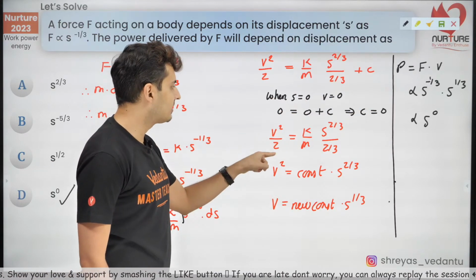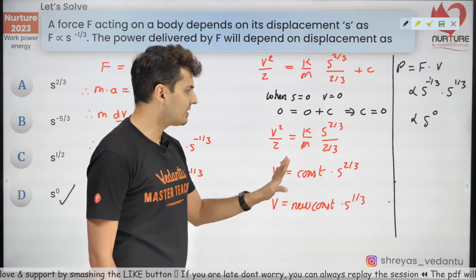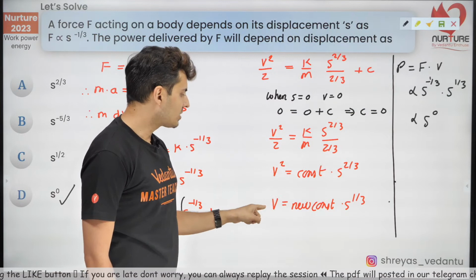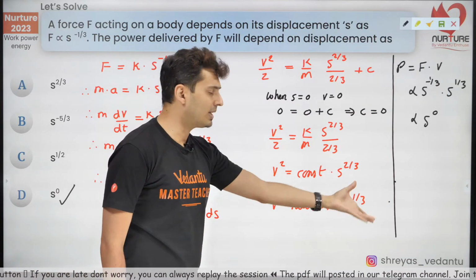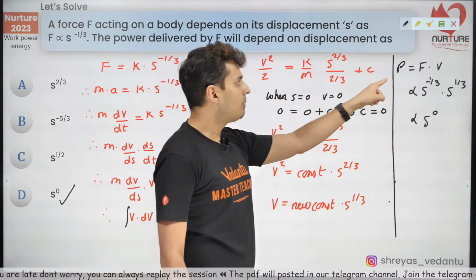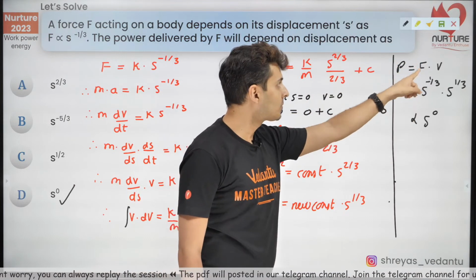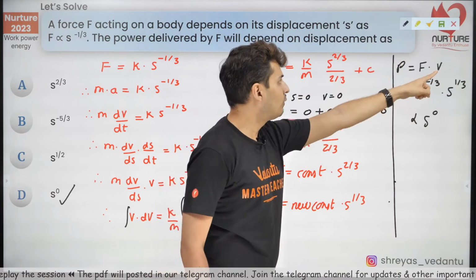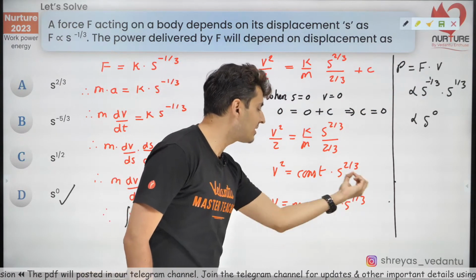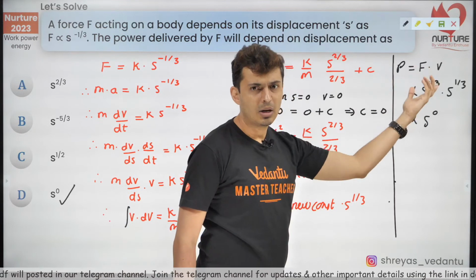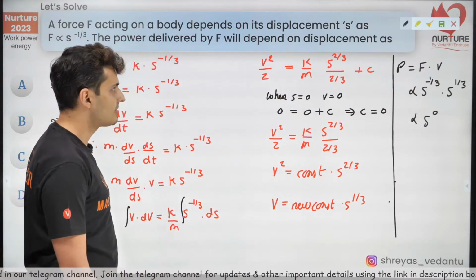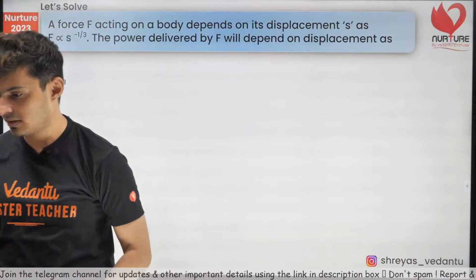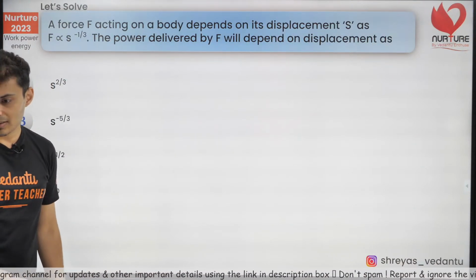And from this I got this expression. 2, m, k, etc. are constants, so I just wrote it as a constant. Take roots on both sides. So I'll get v is some new constant into s raised to 1 by 3. Last step, power is proportional to force and velocity. Force was proportional to displacement's power minus 1 by 3, and velocity I just got proportional to s raised to 1 by 3. Add the powers, it will become s raised to 0. So hence the answer is option D. Yep, that's how it is. I hope this is clear.